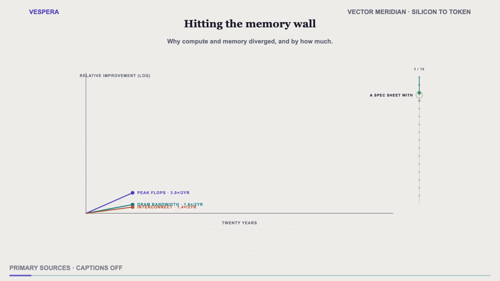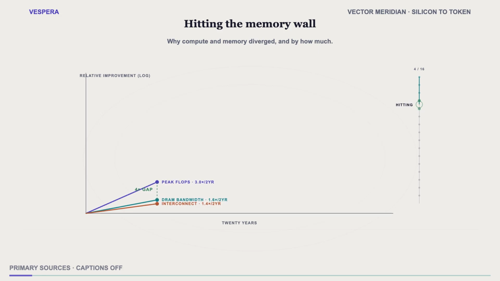Extend the lines far enough and you reach a regime where the processor's speed is irrelevant, because it spends essentially all of its time waiting for memory. Every access behaves like a cache miss. The processor becomes functionally a memory system with an expensive decoration attached.